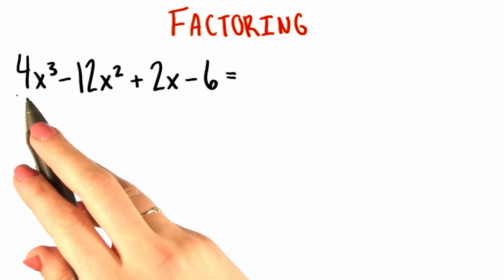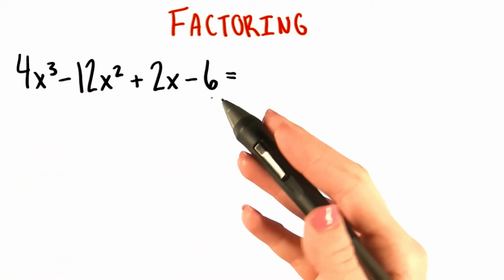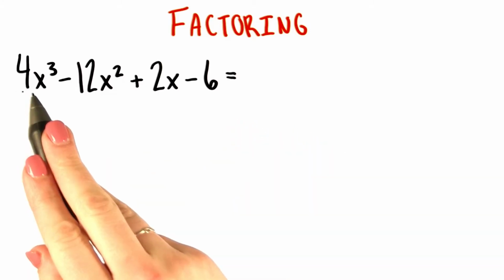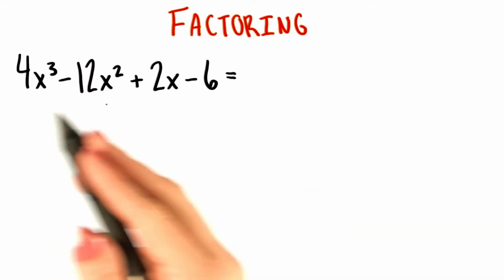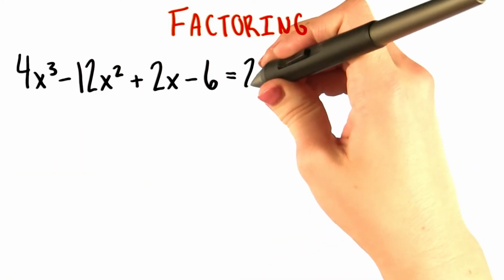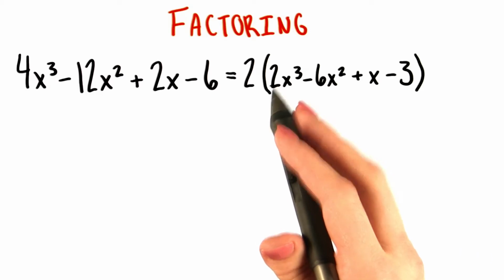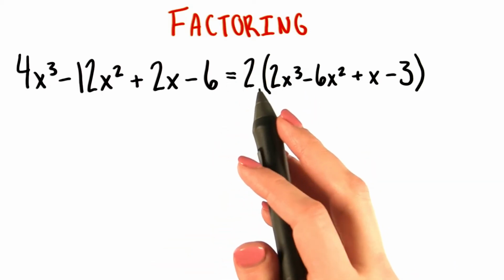The first thing that I notice when I look at this, and really the first thing that you should check for whenever you look at any polynomial expression, is that there's a common factor of 2 in every term in the expression. So let's start by pulling that out. Now we only need to concern ourselves with what's inside these parentheses. Just have to make sure that we don't lose track of this 2.